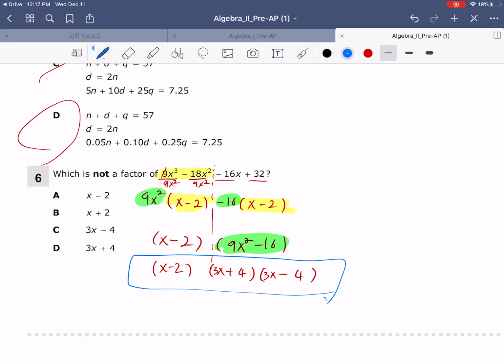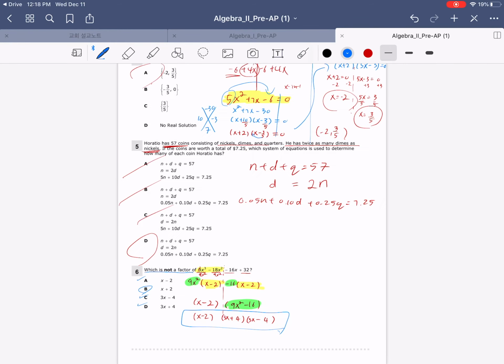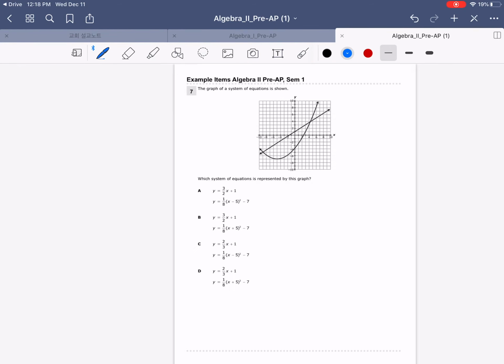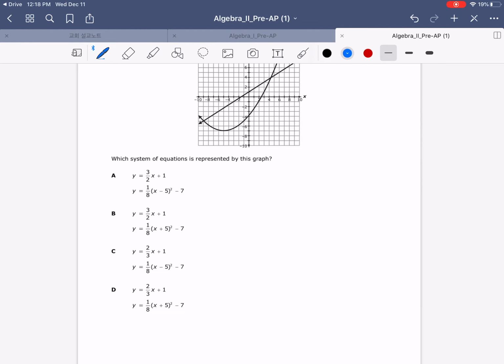Let's see, x minus 2. We are trying to find which one is not a factor, right? So we have this one. x plus 2, we don't have it, so that's going to be the solution. We have this, we have this. I hope it's easy so far. Oh, we did this.